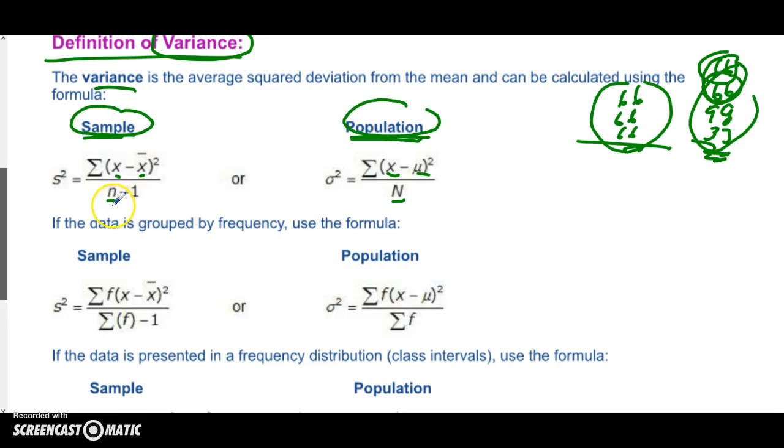So for sample data, you have n minus 1, and for population data, you have the big N, not minus 1. So it's the number of pieces of data in both cases, but here we subtract 1, here we don't. So you've got to remember that. If it's grouped by frequency, it's basically the same thing we did before, but again, you notice that there's a minus 1 with the sample.